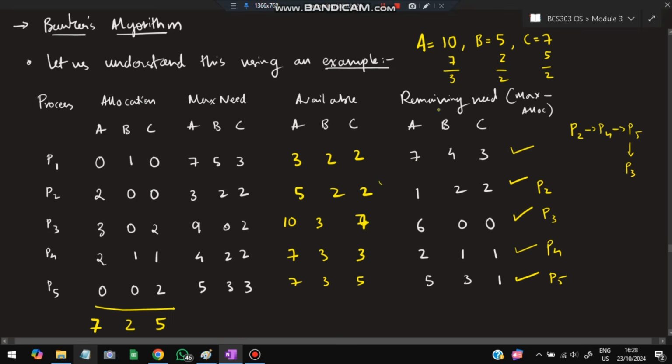See, the mistake happened here. I had 5 here in the available resources, and here the allocated ones were 7 2 5. So 5 minus 2 is 3, but I took it as 2 here. I should have taken it as 3. So I had missed one, which means here I should add one. Here it is 4, and here also it is 4.